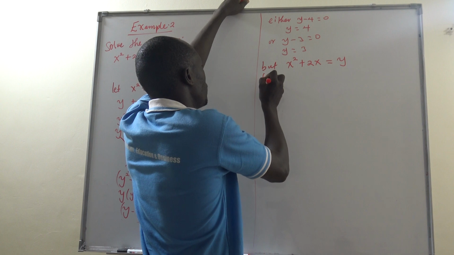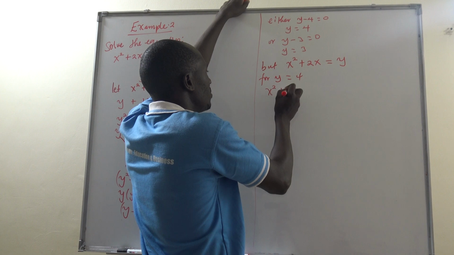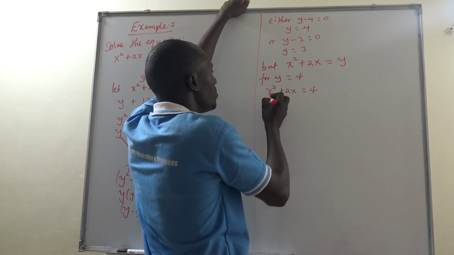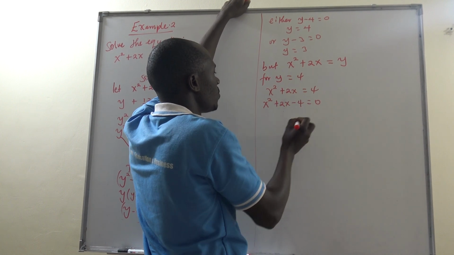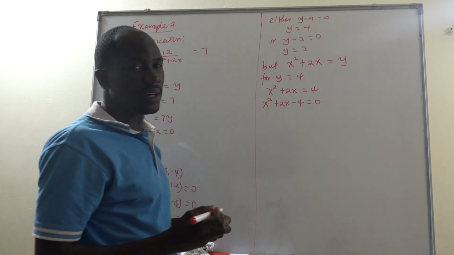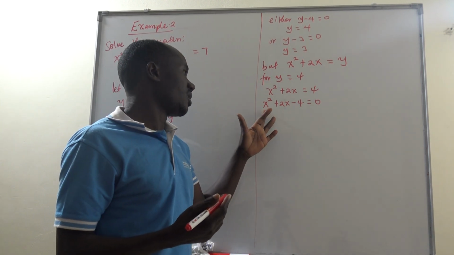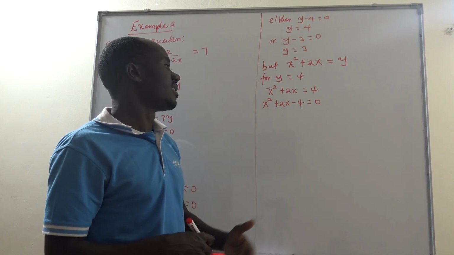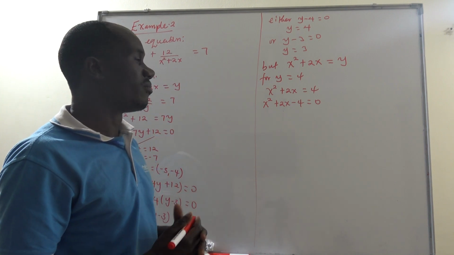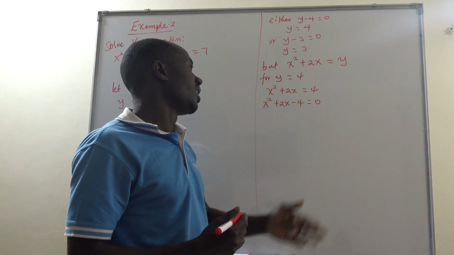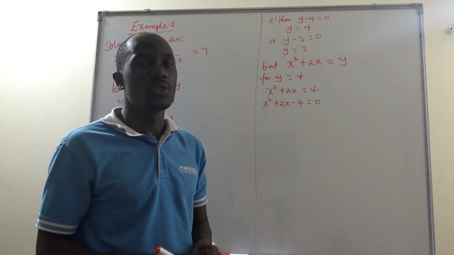For y equals 4, we are starting with that. What is going to happen? We are going to have x squared plus 2x equals 4. Bring it this side, I've got x squared plus 2x minus 4 equals 0. We factorize. What are the factors? The product is -4, and the sum is 2. Think of two numbers. When you multiply them, you come out with -4, and when you add, you come out with +2.